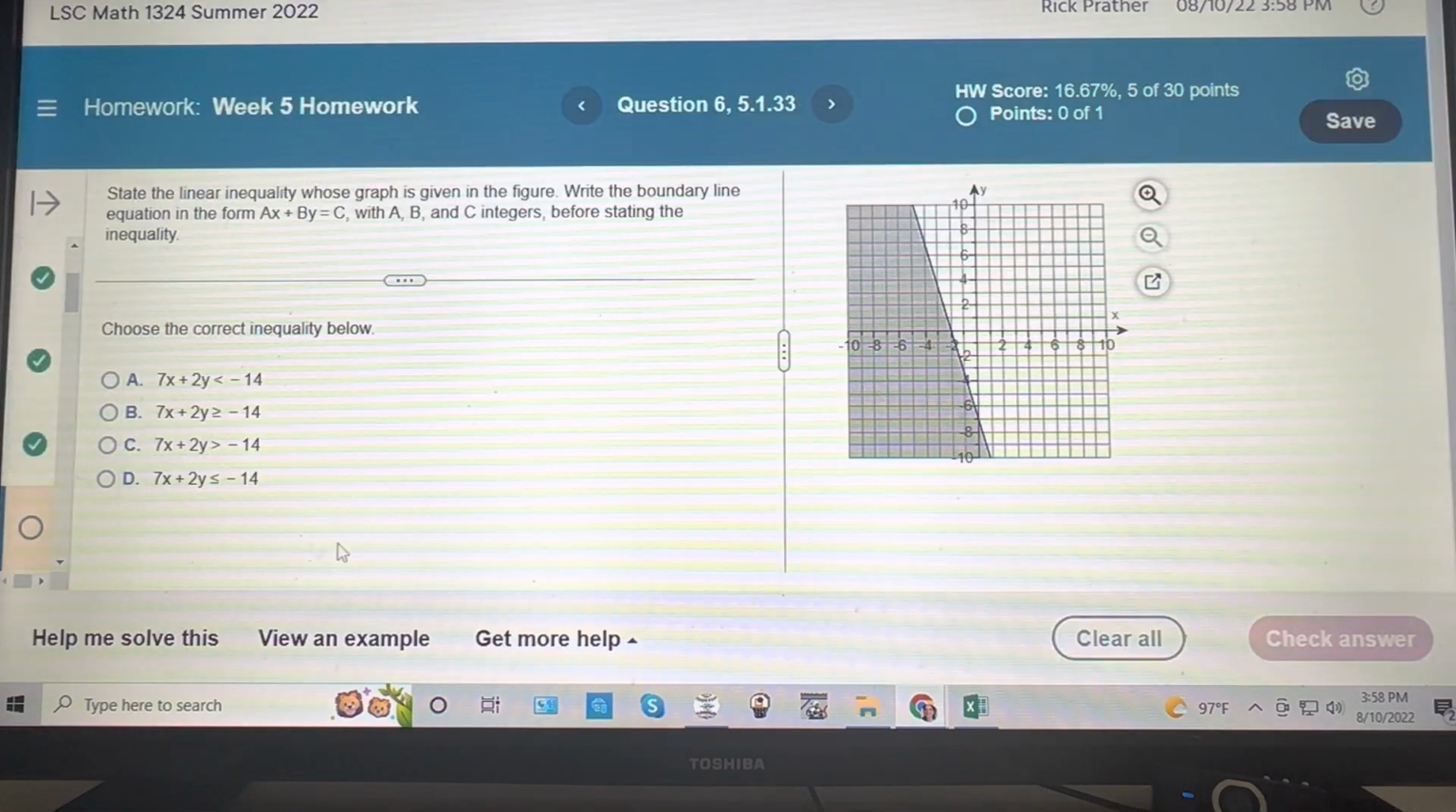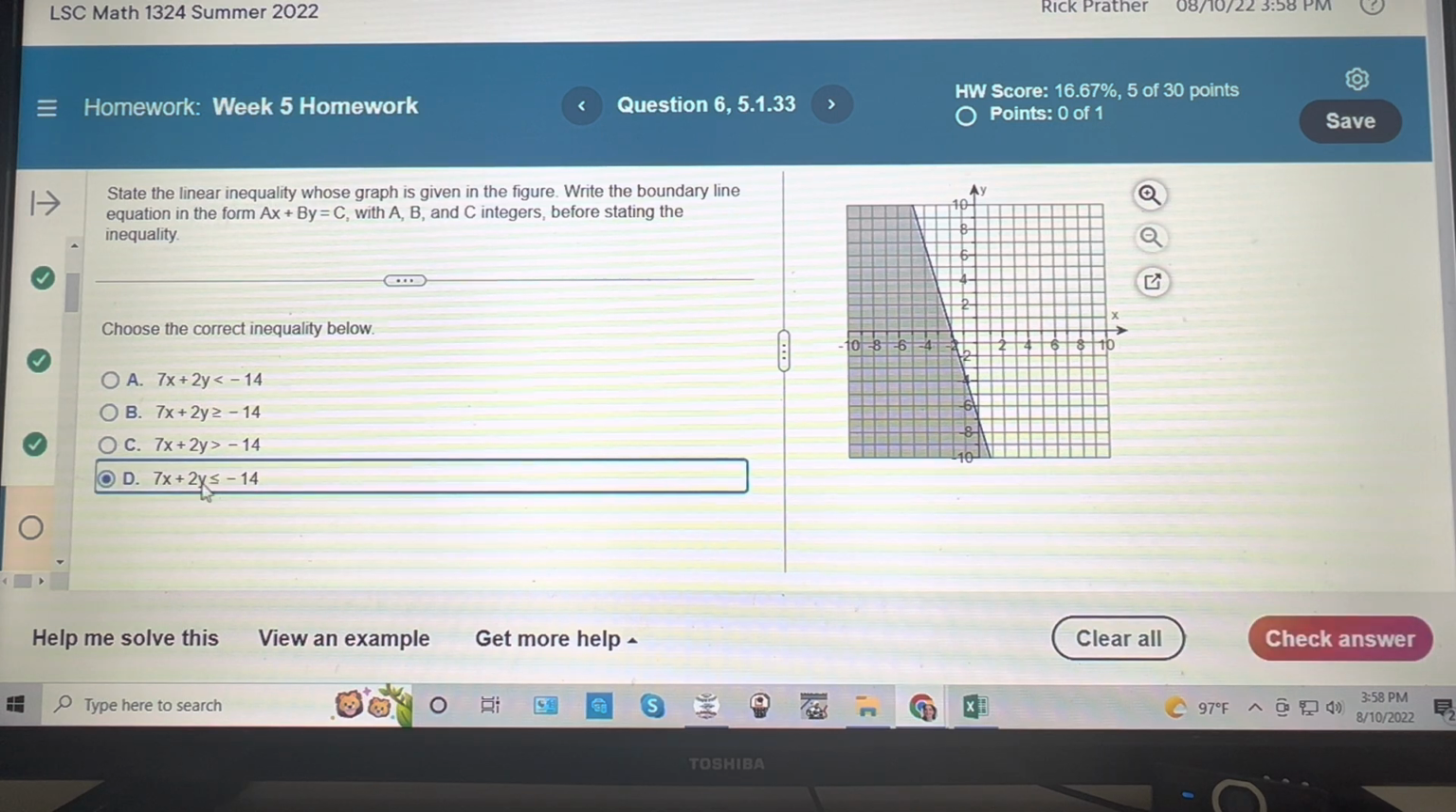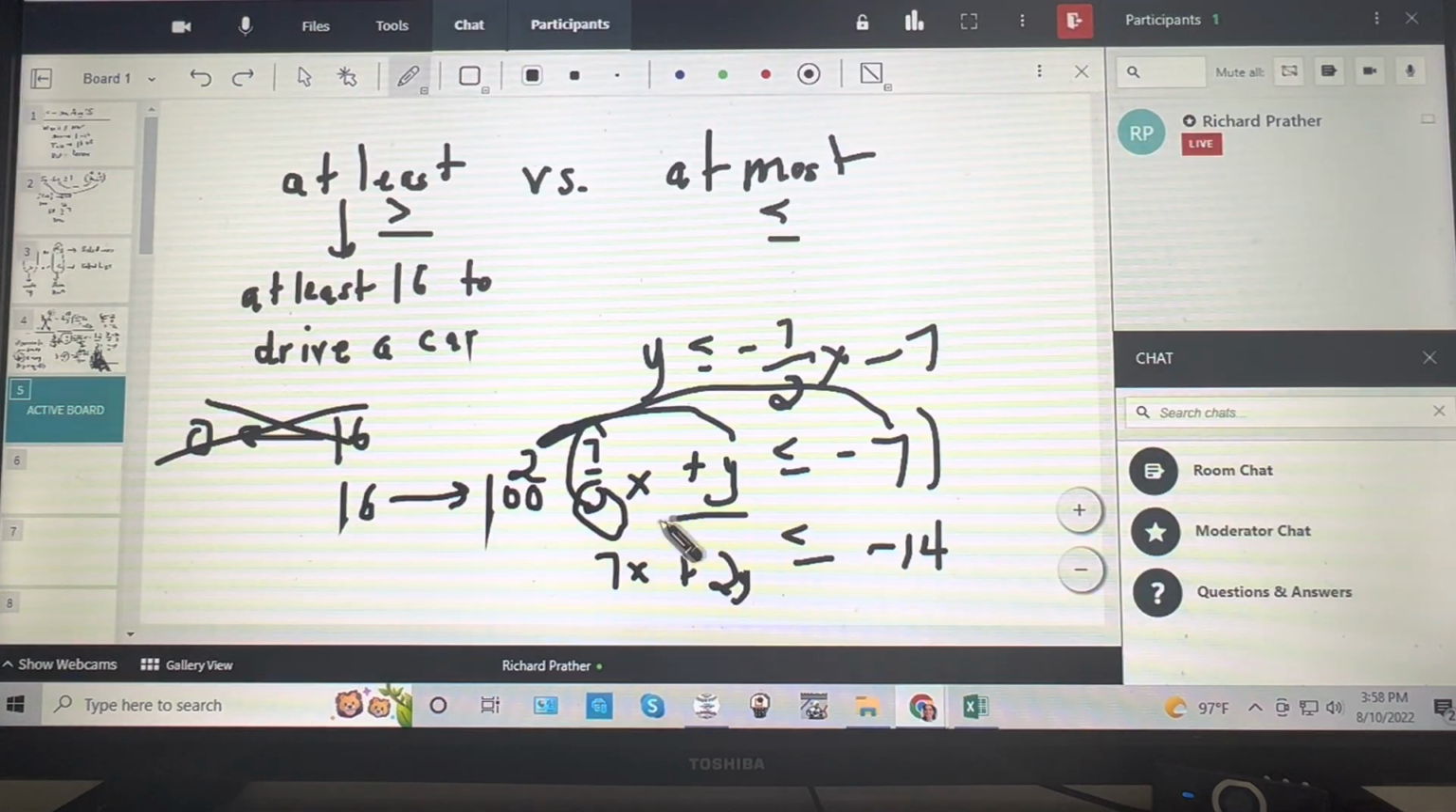And if you see in the choices that they're all positives, the 7 and 2, they're all positive. So that means there's not going to be any flipping going on. So it was this one all along, where it was less than or equal to. But I did work it out and get the same answer they have.